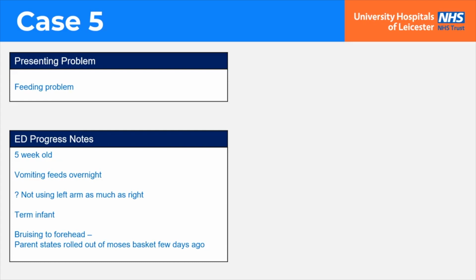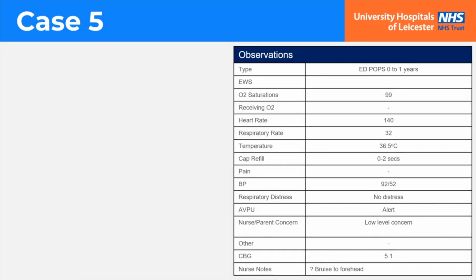She has a background of being a term infant and the triage assessor has noted bruising to the forehead, which, when asked, the parent states that Rosie rolled out of a Moses basket a few days ago, but they didn't think much of it. Immediately, the triage nurse feels that something is not right about this presentation, although they can't really articulate what at this stage. Observations otherwise are pretty unremarkable.